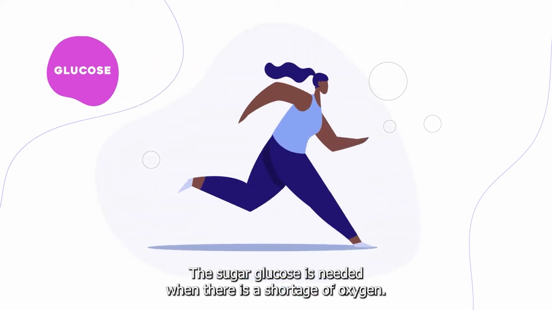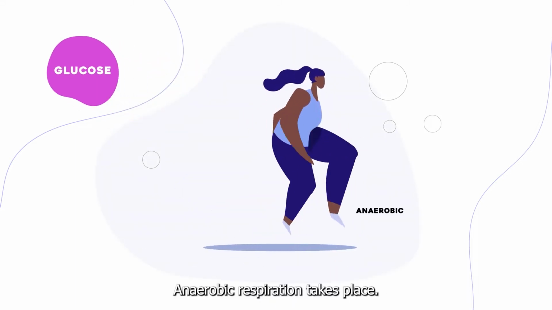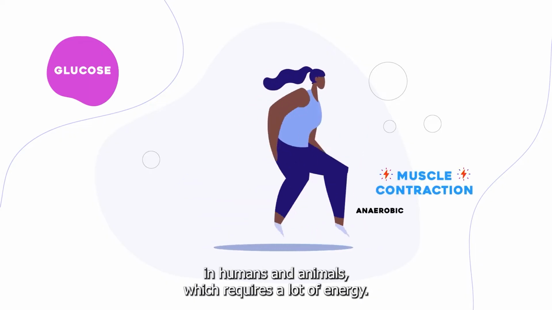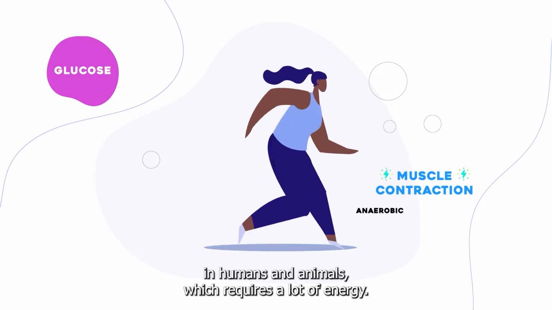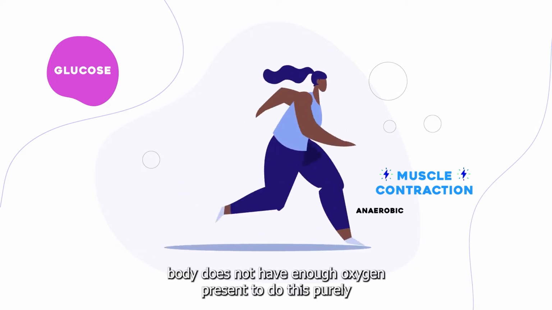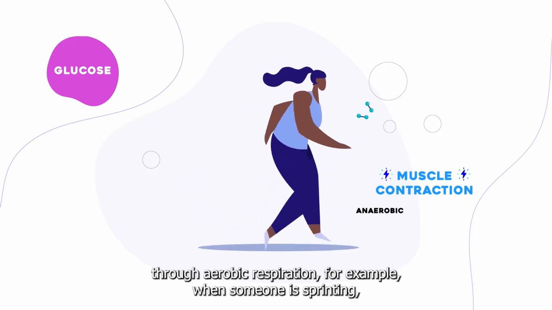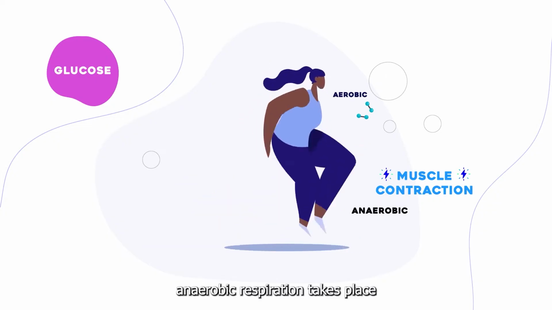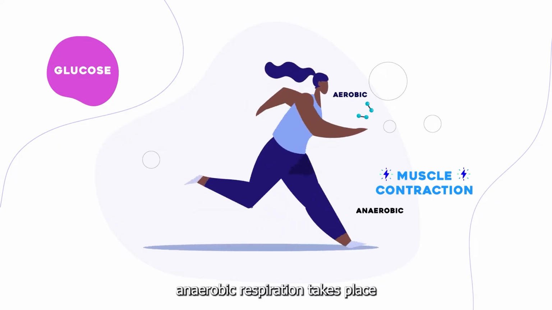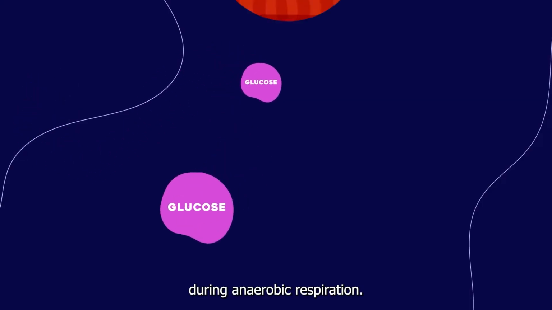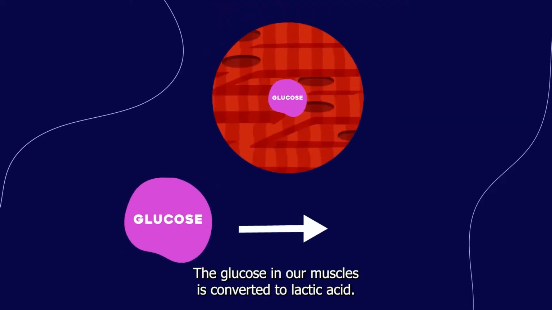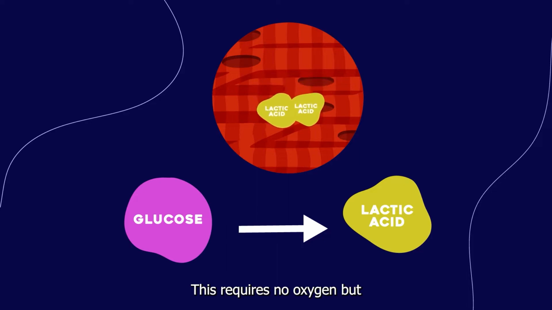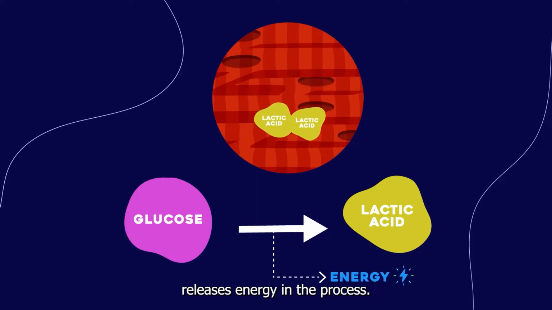When there is a shortage of oxygen, anaerobic respiration takes place. This happens often during muscle contractions in humans and animals, which requires a lot of energy. If the body does not have enough oxygen present to do this purely through aerobic respiration, for example, when someone is sprinting, anaerobic respiration takes place. During anaerobic respiration, the glucose in our muscles is converted to lactic acid. This requires no oxygen, but releases energy in the process.